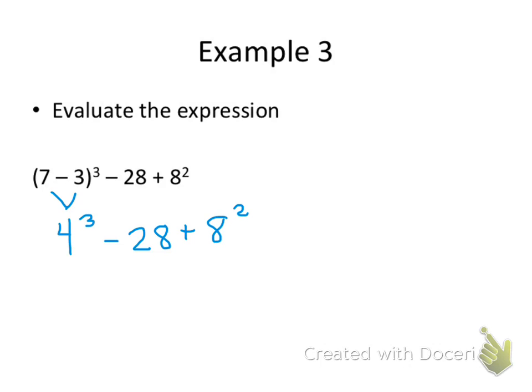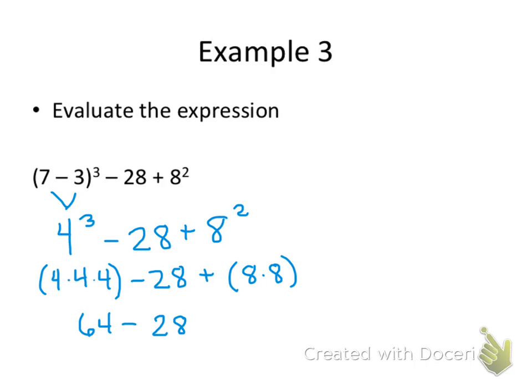So this becomes 4 times 4 times 4. And then this becomes 8 times 8. When you take 4 to the third power, you'll get 64. When you take 8 times 8, you get 64. Now the key here is to do this left to right. So 64 minus 28 is 36. When you add them together, you get 100.